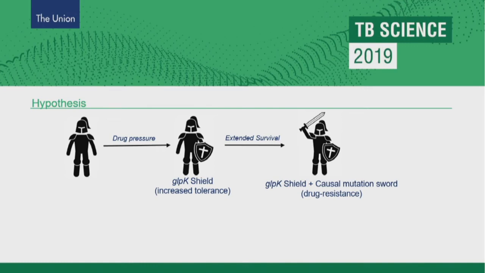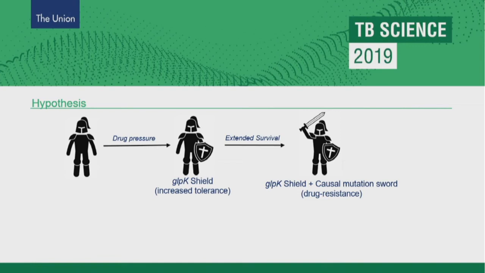So let's replace the soldier with the TB bug. When the TB bug is under drug pressure, it can develop a GOPK frameshift mutation rapidly and increase drug tolerance, then extend its survival and wait for the occurrence of the causal mutation. And as soon as it obtains a causal mutation, it becomes drug resistant and can survive.